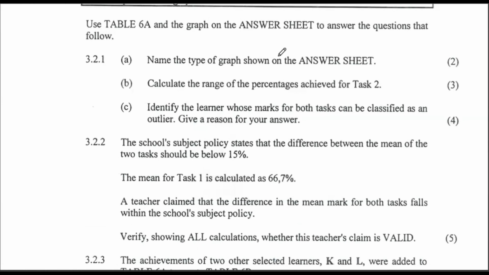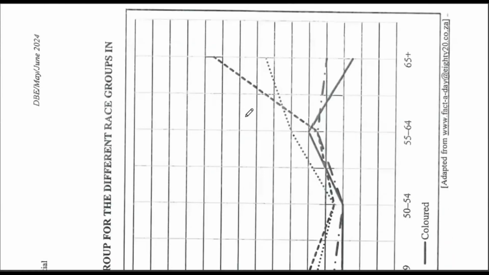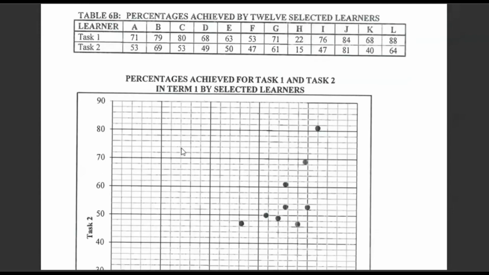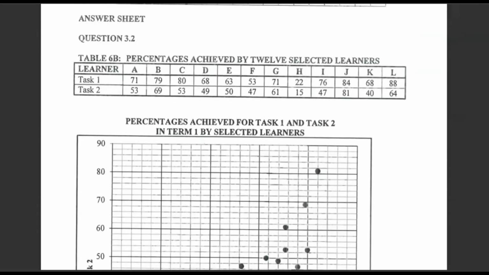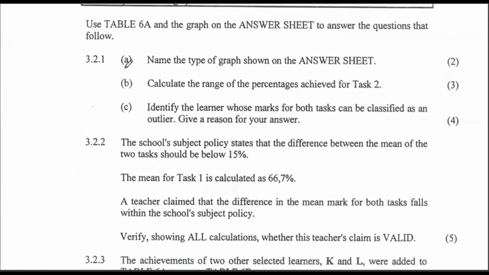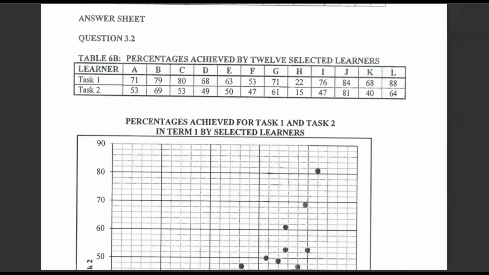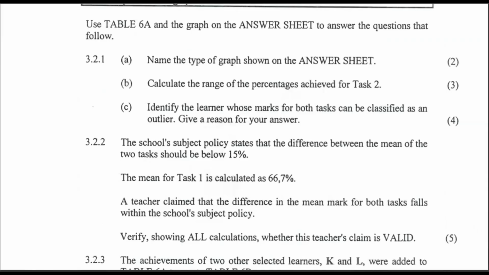Name the type of graph that is on the answer sheet. Oh, this is the answer sheet they are looking at. This is what we are looking at, 3.2. So we are answering question number 3.2.1, part A. What type of graph? The graph that looks like this, the dots are everywhere. It's called a scatter plot.